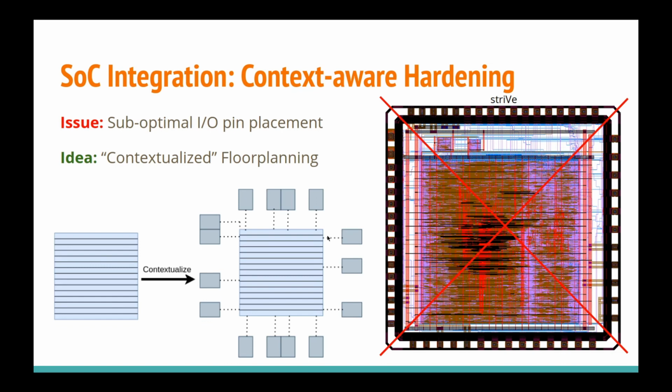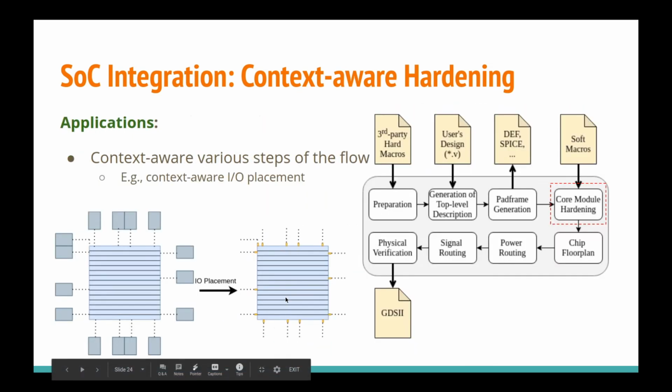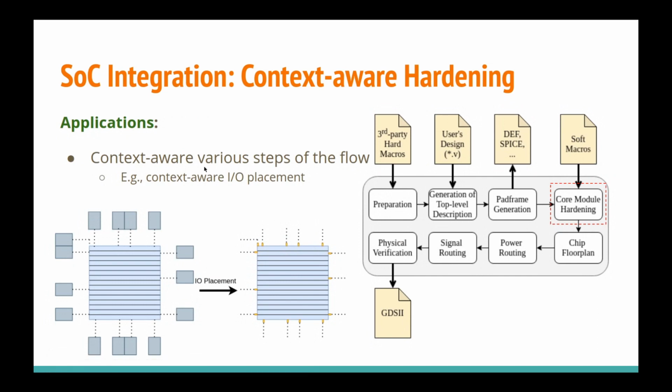The idea here, which is the basis of a custom tool we have, is to do what we call contextual floor planning. It can be used to create a virtual floor plan of the macro being hardened that shows it in the context of its instantiation, as you can see here in the picture. And based on that, one can run various context-aware steps of the flow, like we do context-aware I/O placement here to handle the problem at hand. And now, since the I/O pin locations were optimized based on how the pins connect to the outside, we expect the signals outside to be almost straight lines, as you can see here by the dotted lines.